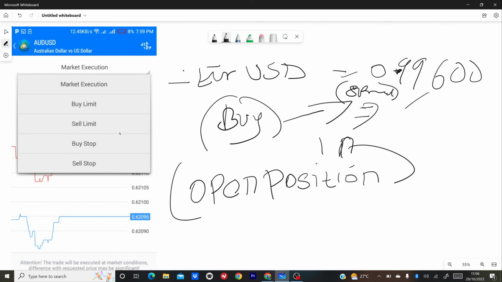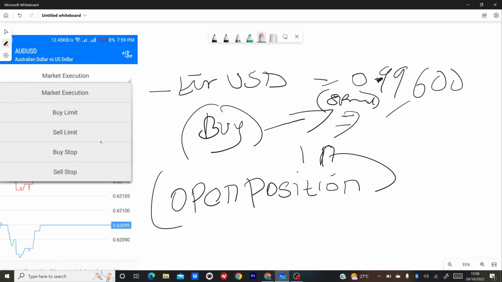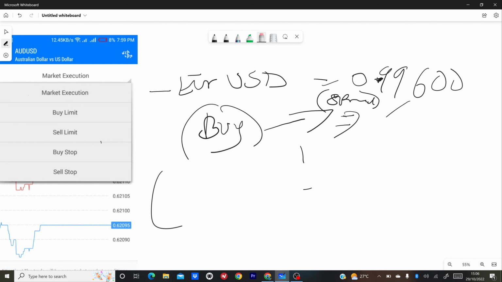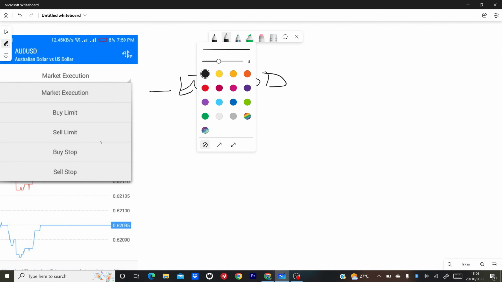So when can you put this market order? For example, let's say you have noticed the market has reached the point you wanted and you did not place any order. It has reached where you wanted. So what are you going to do? You are going to click market execution so that you can buy instantly.